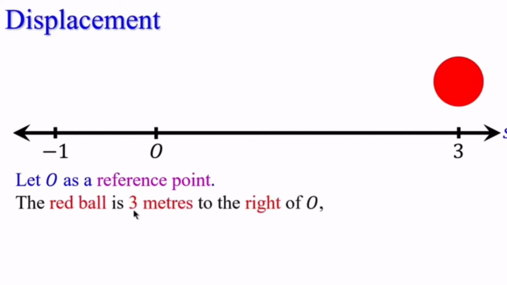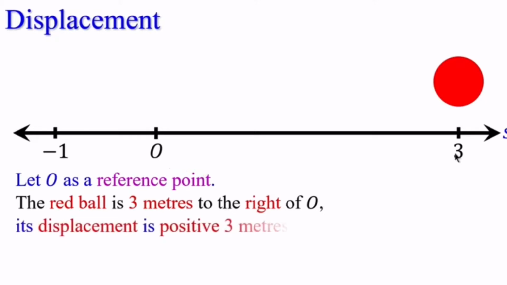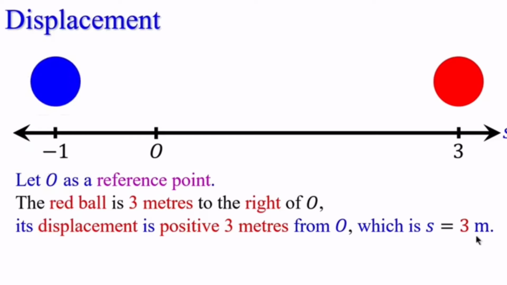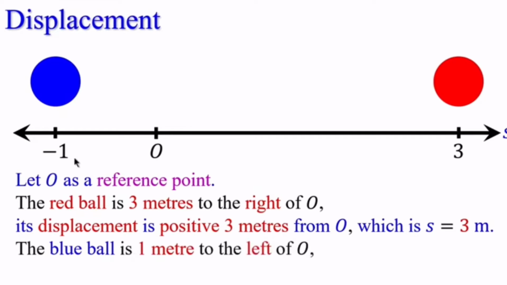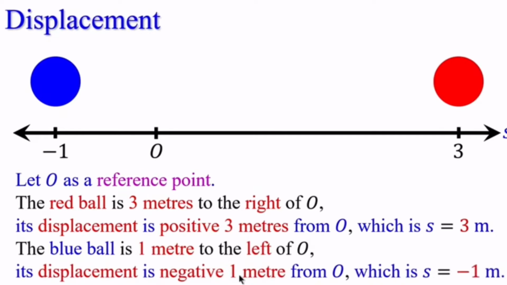What is displacement? Displacement refers to the reference point, which we call the fixed point. Let's say we measure the distance from fixed point O as 3 meters to the right. When we talk about direction, it becomes displacement. When we talk about magnitude, it is distance. So the blue particle is displaced to the left, which is -1 meter, and the red particle is 3 meters to the right, which is positive 3 meters.